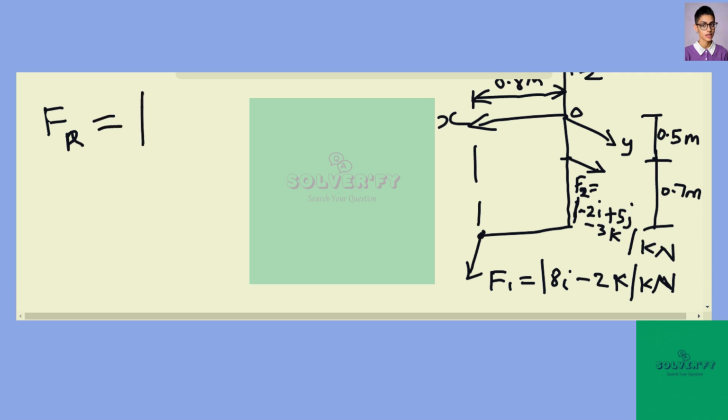FR is equal to, so when you add it, you're going to have 6i plus 5j in all the directions that require 5j minus 5k kilonewton. So that's the resultant for the two forces F1 and F2.